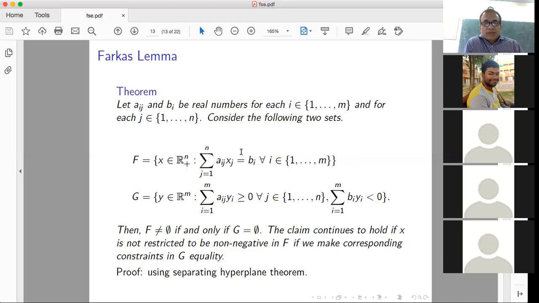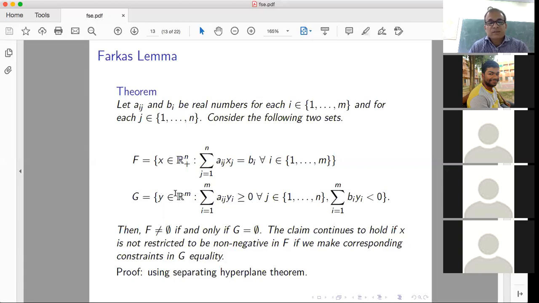So let me read out exactly what this is. The F system is basically some m number of equations with n variables. So x1 to xn are the variables. This is like the sum of a_ij x_j equal to p_i. So m equations, and there is a non-negativity constraint here, so x has to be in R^n plus. And the G system is basically the m variables. So notice that there are m constraints here.